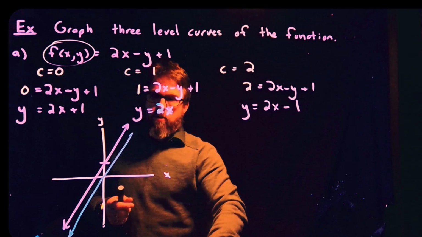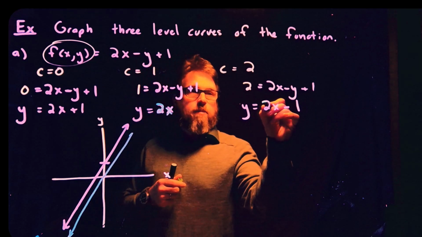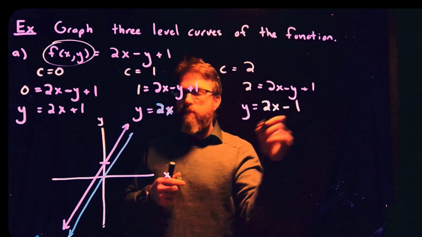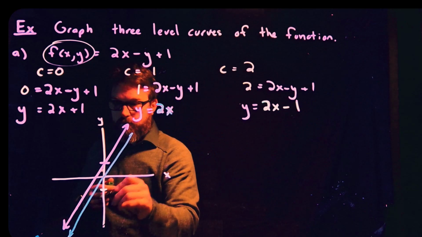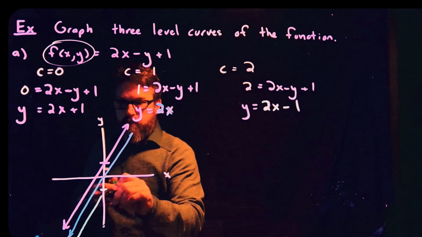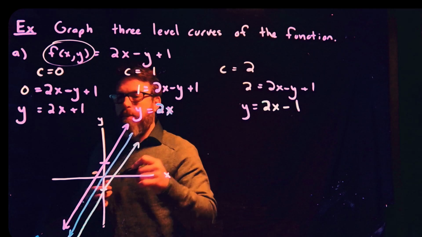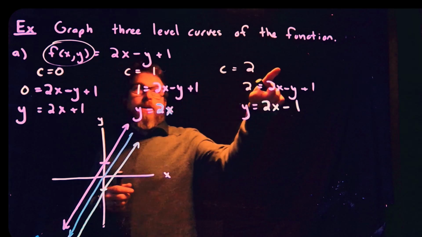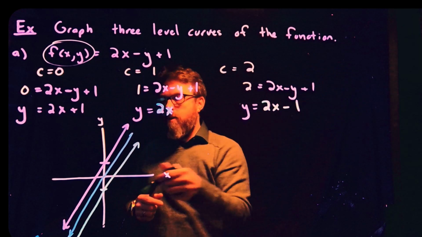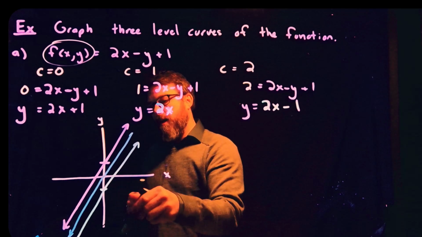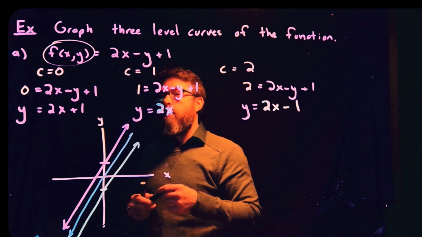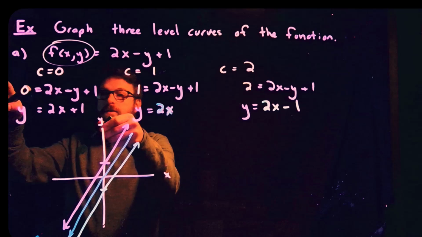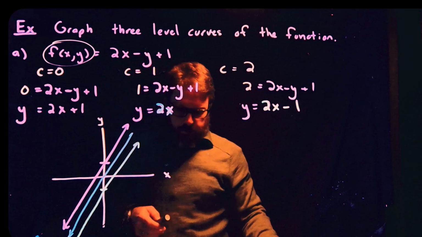And then finally, this one will be in green, and we have 2x minus 1. And that's this one. And we could probably guess what pattern we're getting here: if I go to 3 and 4 and 5 and so on, we're just going to keep getting lines that are parallel. And if I went -1, -2, and so on, we can see these parallel lines.